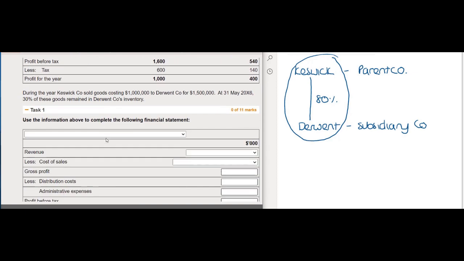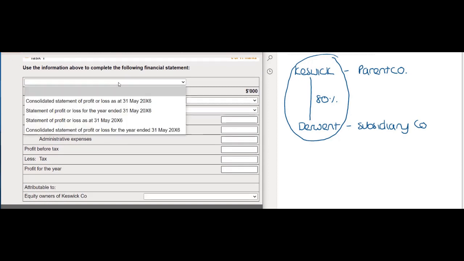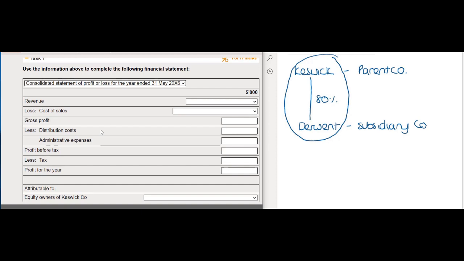Looking at task 1, we needed to use the information to complete the following financial statement. The first thing that we have to do is, looking at the drop-down menu, decide the title. We know we are looking at a consolidated statement of profit and loss, and for any profit and loss we're looking at the performance for the year, and so therefore it's consolidated statement of profit and loss for the year ended 31st of May 20X6.